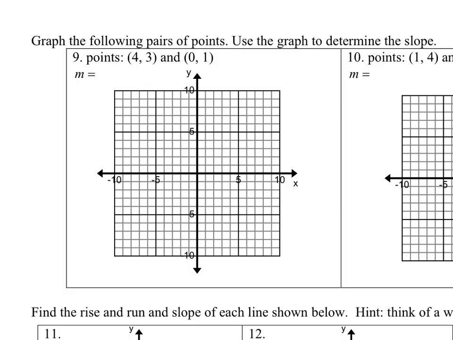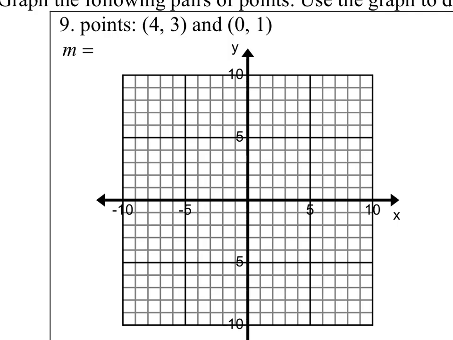All right, number 9. Graph the following pairs of points. Use the graph to determine the slope. So we'll use those right angles, the right triangles, the stair steps. All right, so let's graph these points. I got 4 and 3, which would put me right here. And then I got 0, 1, which, oh, that was a little off. Yeah, right there. If I created a line connecting these, it's not perfect, but it'll work.